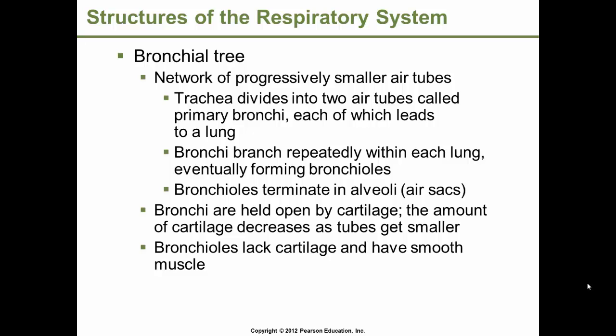The trachea divides into two air tubes called the primary bronchi, each of which leads to one of the lungs. The bronchi branch repeatedly within each lung, eventually forming bronchioles. Bronchioles terminate in the alveoli, the air sacs, where air exchange is actually going to occur.